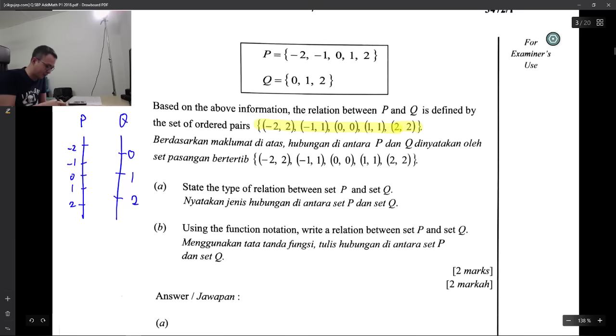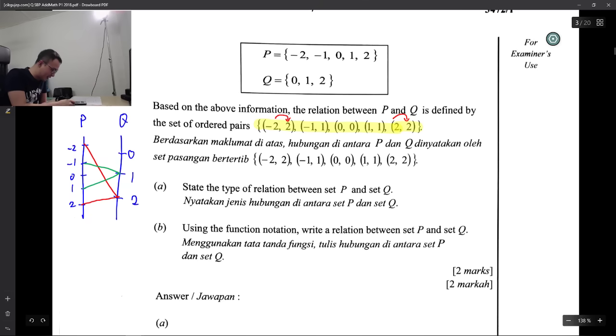the -2 is connecting to 2, right? And 2 is also connecting to 2. -2 will go to 2. 2 will go to 2. And then -1 will go to 1, and 1 will go to 1 also, right? So we are basically pairing like this.